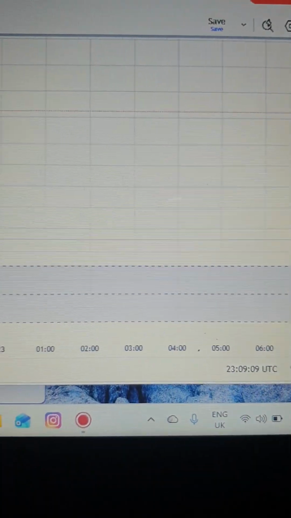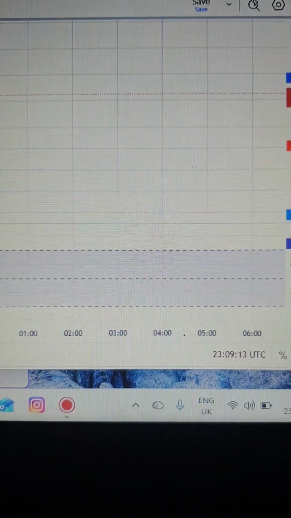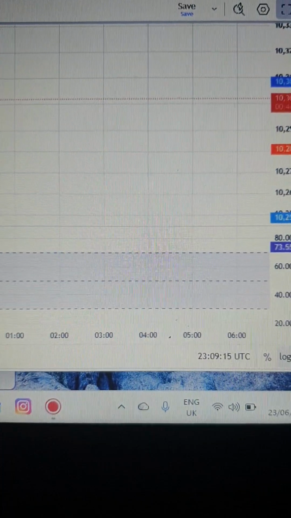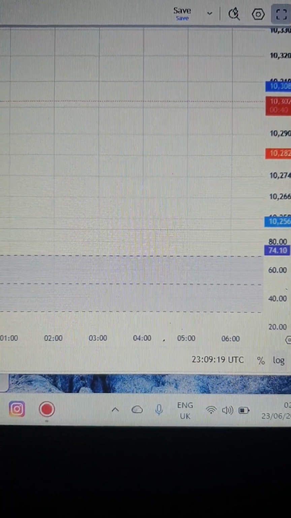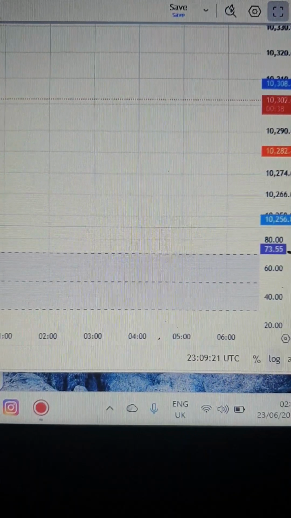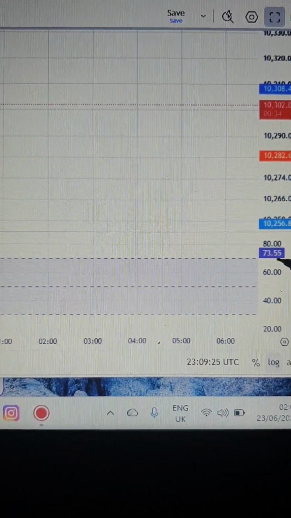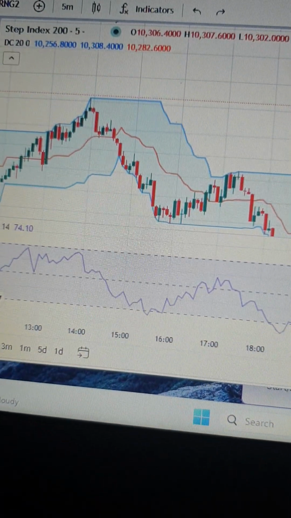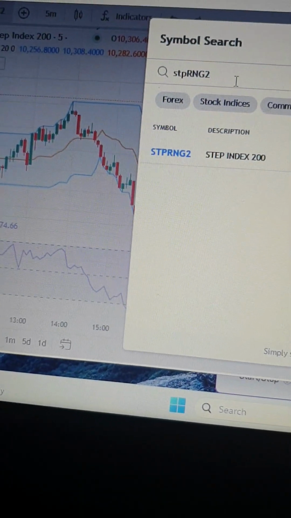In our case, for step 100 index and step 300 index, we trade on a falling market. Then for 200, 400 and 500, we trade on a rising market. So let me show you. We have 200, so I'll just change to another market.